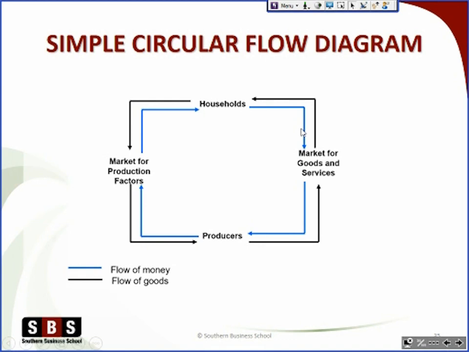In the short question, you could be given a diagram like this one, and the arrows are the other way around. Then you've got to say if it's correct or true and false or not. You understand what I'm saying? Okay, so the flow of goods is by the black.